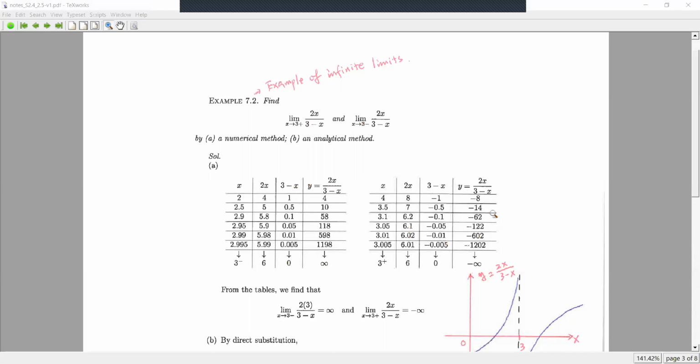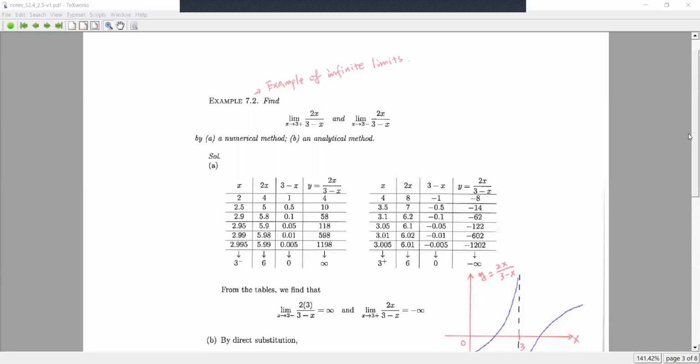Now, this table, x approaches the number 3 from the right side. The numerator of the function approaches 6. The denominator approaches 0. The function approaches negative infinity. So the right-hand side limit is negative infinity. Because the limit is negative infinity, this limit is an infinite limit.